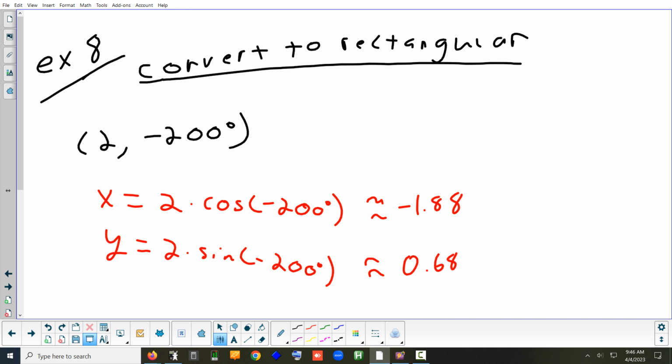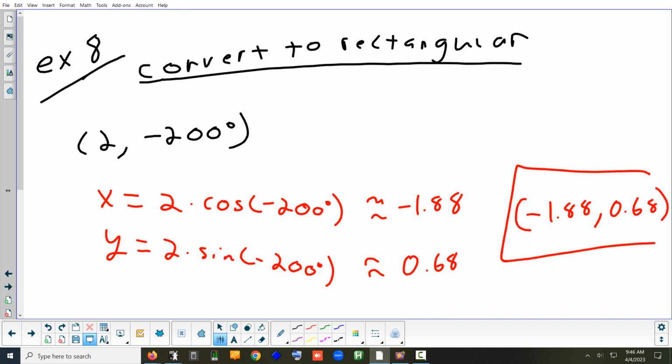Now just put them together and write your coordinate. Negative 1.88, 0.68. And that's how you convert a polar coordinate to a rectangular coordinate. We went from an r and a theta to an x and a y. So if you're going to make a reference sheet, those are two formulas I would definitely put on it. So any questions on converting to rectangular, going that direction?